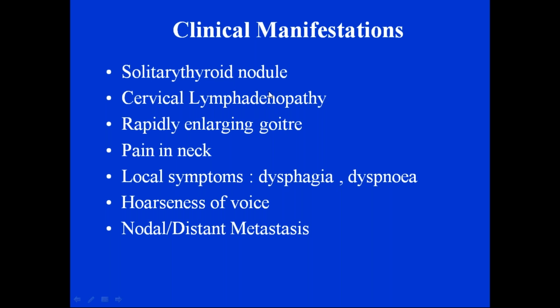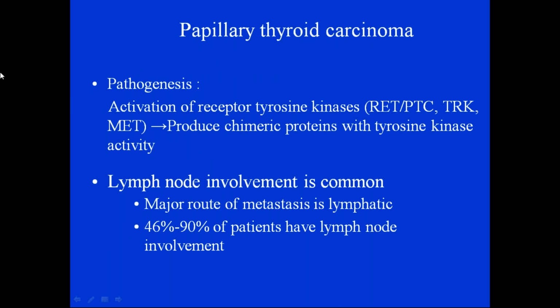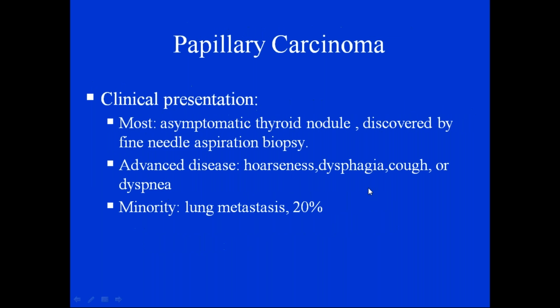Papillary is the most common seen. These are the following histological subtypes. Females are more commonly affected, the prognosis of papillary carcinoma is good, and the mean age is 40 years. Okay, so this is the pathogenesis. No need to remember. Lymph node involvement is common.